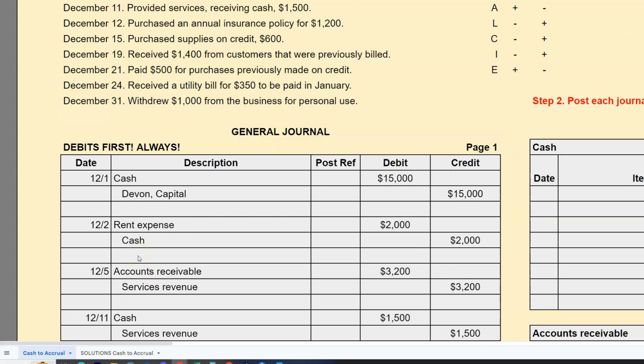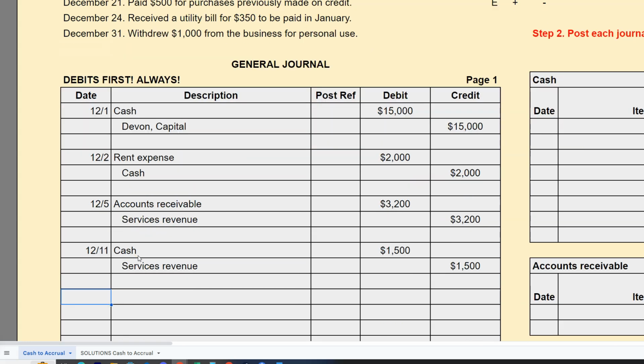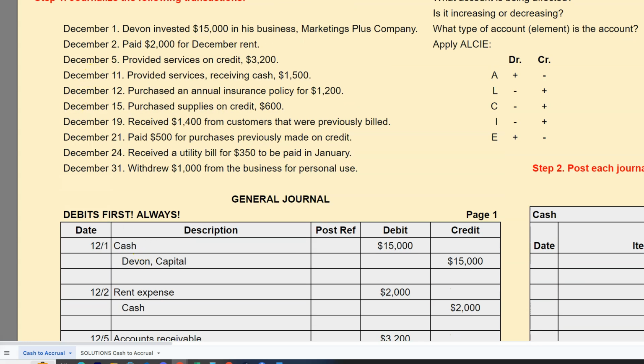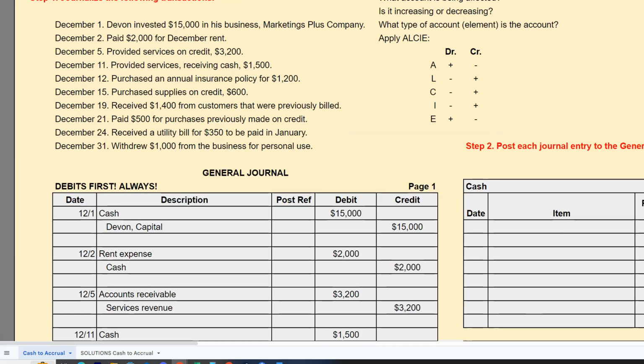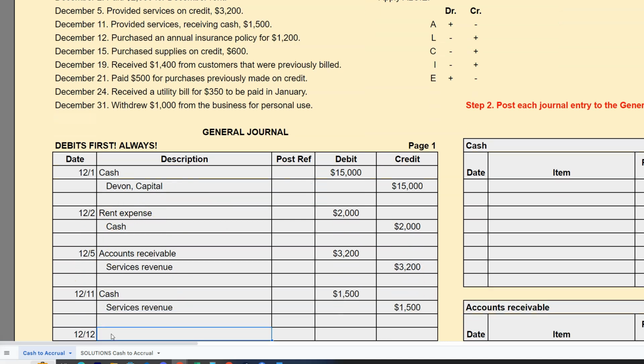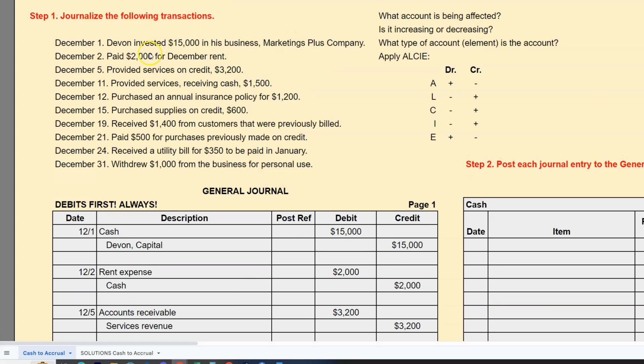Our next one is the 12th. All right. So I'm going to make this a little bit smaller. There we go. All right. So on the 12th, we purchased an annual insurance policy for $1,200. So this is actually kind of similar to the analysis we were doing on December 2nd. Paid $2,000 for December rent. We were paying for the current month there. Notice here we're paying for a whole year of insurance.